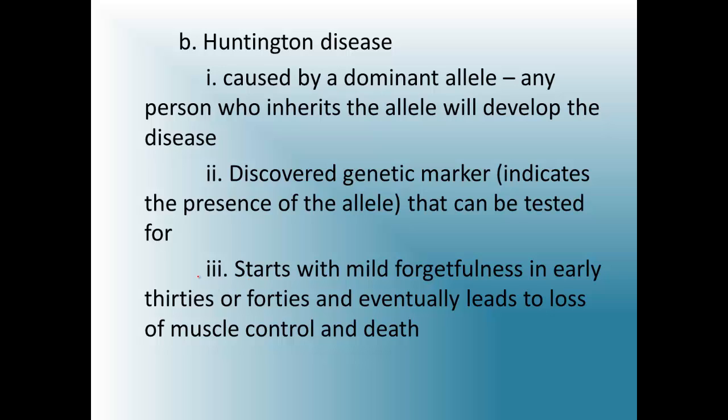Here's the catch. For most cases, you don't know that you have it until your late 30s and 40s. What have most people done before they're 30 and 40? They've had their children. It does lead to loss of muscle control, early death, and forgetfulness, and it's a horrible disease. If you watch House, this is what the girl, Thirteen, had, and we'll learn a little more about Huntington's as we go.